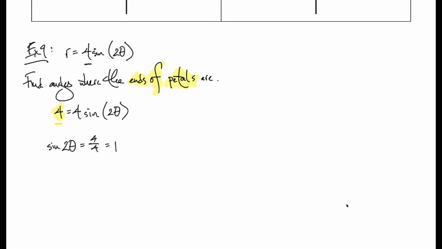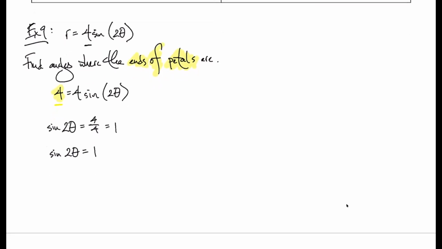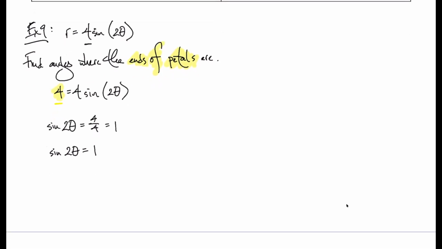Now let's think about how this equation could be true. What angles make this true? We can leverage that general solution piece that we used in the last chapter. So we could say that 2 theta is, let's see, sine is 1 at pi over 2 plus 2 pi k, where k is an element of the integers.